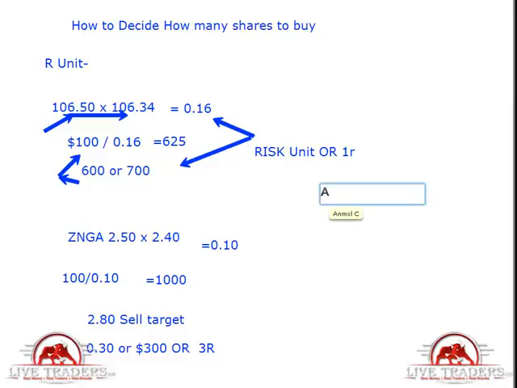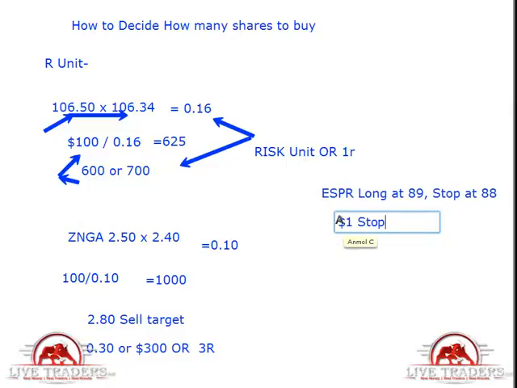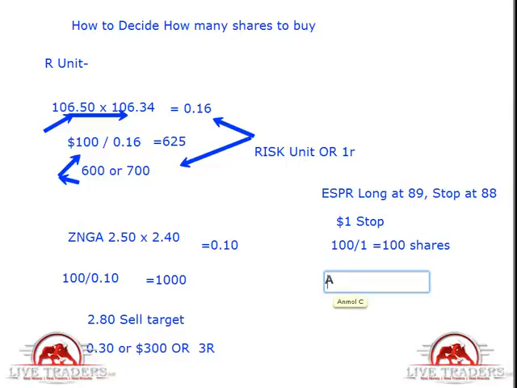Now let's say you have ESPR, long at 89. Stop at 88. Now it's a dollar stop, right? $1 stop. Now how would you decide? Pretty simple. 100 divided by 1, which is 100 shares. Now you would only buy 100 shares of this thing. Let's say stock goes down to 88.